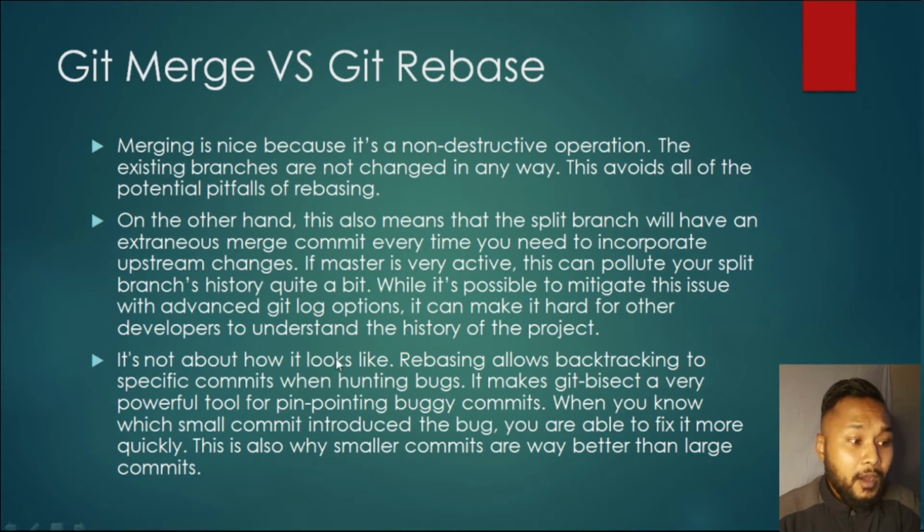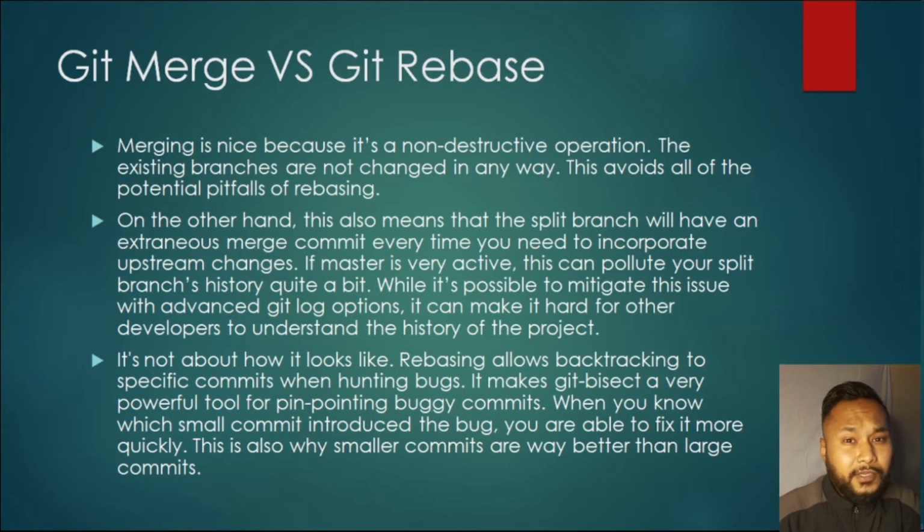So it's not about how it looks. Rebasing allows backtracking to specific commits when hunting bugs. It makes Git Bisect a very powerful tool for pinpointing buggy commits. So, as I've already told you, while developing on individual projects, you can use Git Rebase. It's a very good process and it's a very good practice.